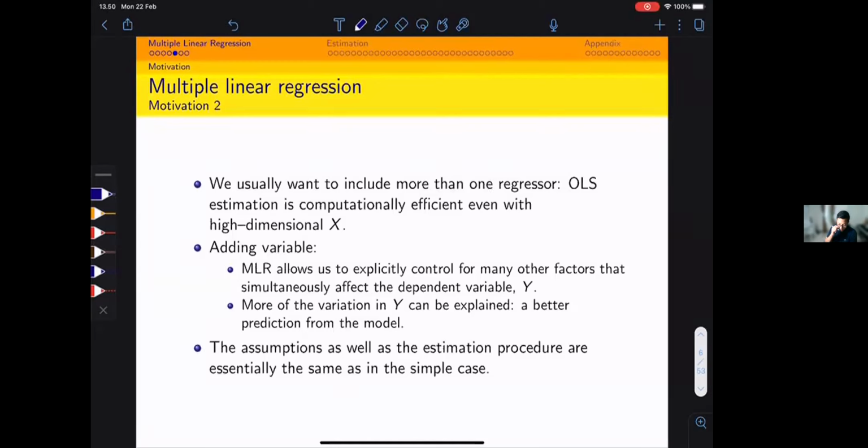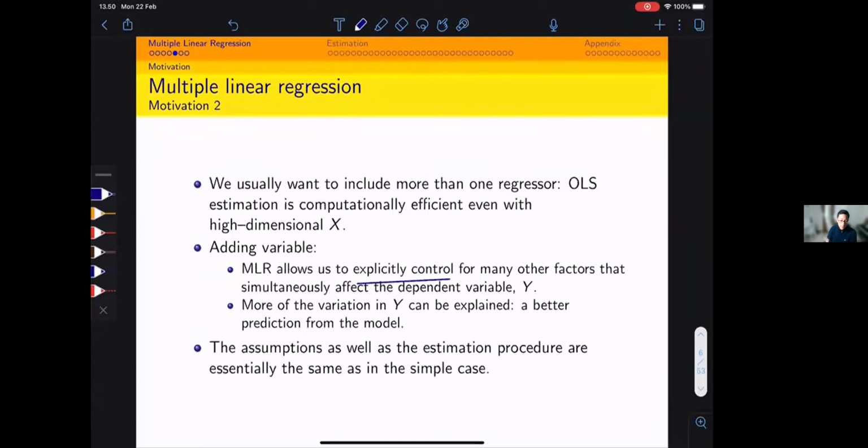Now, we want to add variables because multiple linear regression allows us to explicitly control for many other factors that simultaneously affect the dependent variable. So you mentioned that per capita expenditure or per capita income and education are important variables. Then multiple linear regression allows us to use not only cigarette smoke per day, but also the level of schooling of the parents, as well as the per capita expenditure.